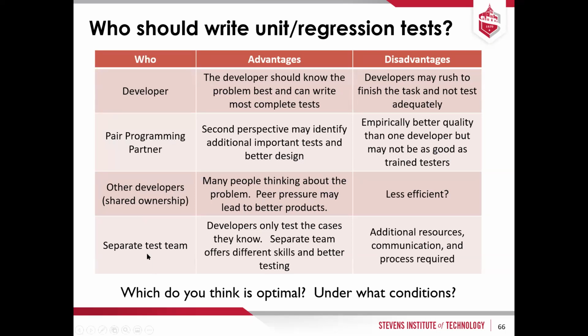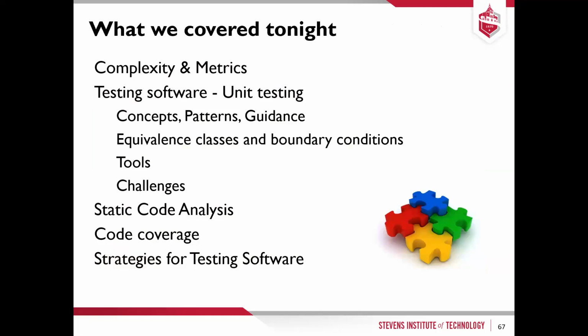If I have a separate testing team, so there are developers that only test the cases, they do not develop the system for me. That's the advantage. The disadvantage is we need to hire additional resources. We have overhead communications and process requirement. Which one is optimal and under what condition? It depends totally on the project that we are working on.